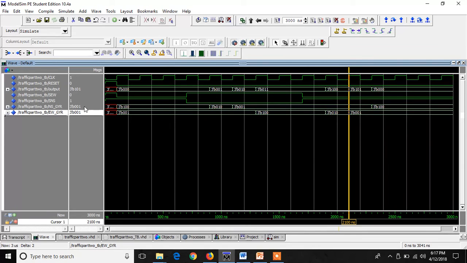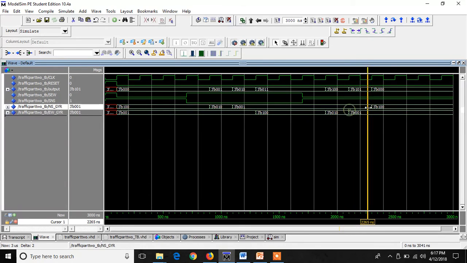And now here both states are red. North-south still has cars here, so north-south is ready to change red to green. And this is basically the first state. So the whole cycle has been completed. And that's it for part 2, problem 14.6.